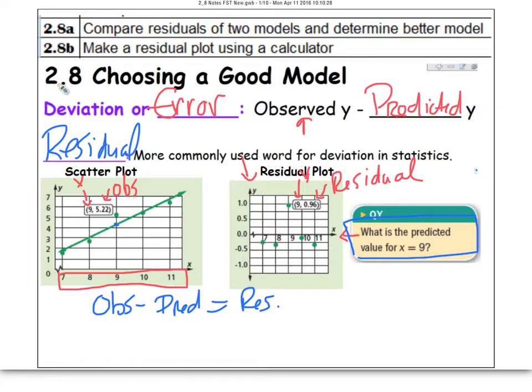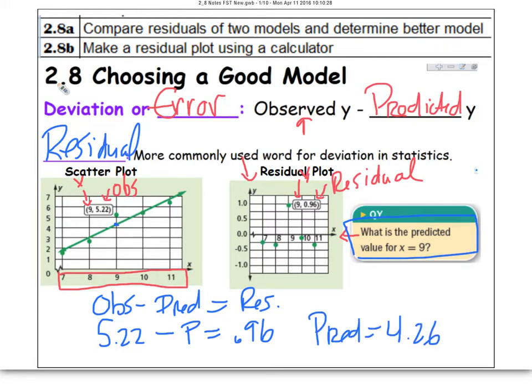Can I find that amount? Sure. I can take the 5.22 and subtract from it the 0.96, and if I do that, the predicted amount will be 4.26. Well, if you look back on this graph, when x is 9, we hit the green line right about there, which seems reasonable that it could be about 4.26.